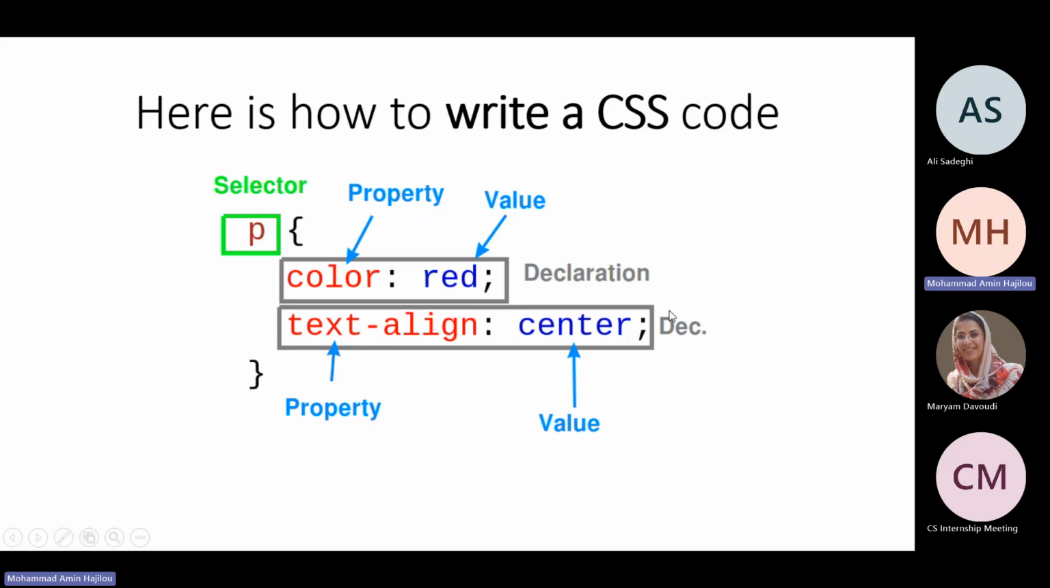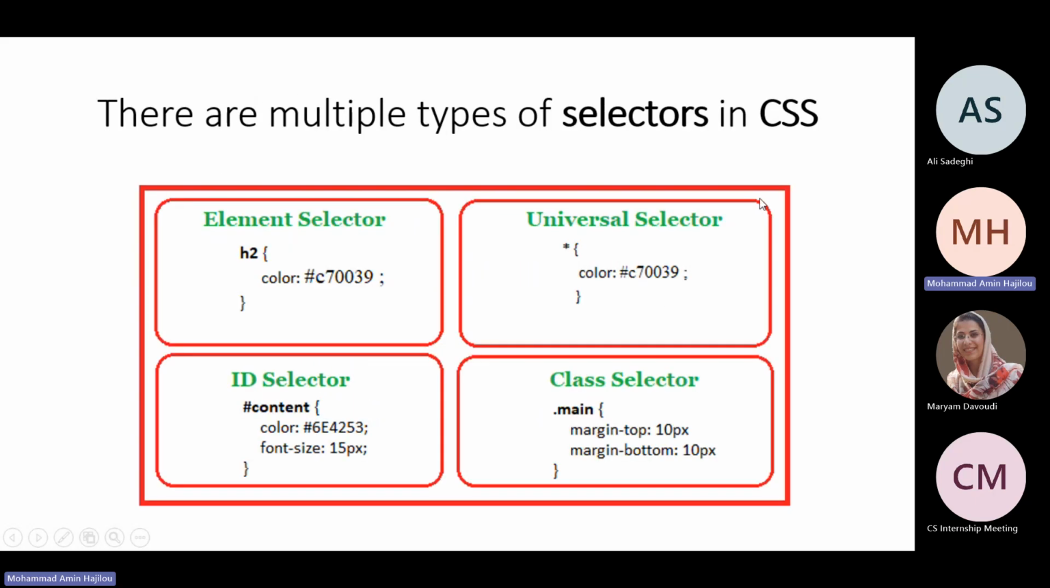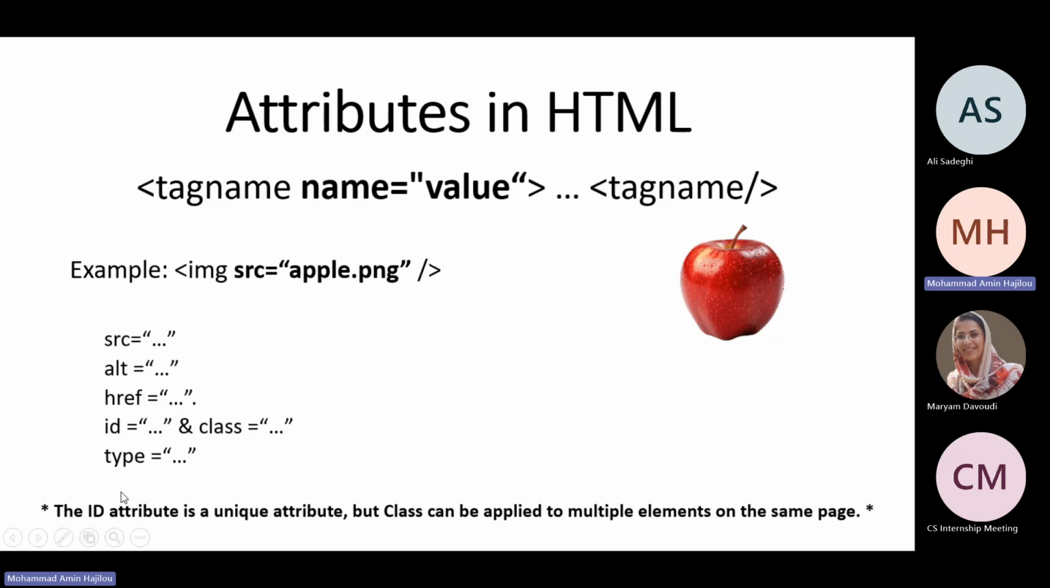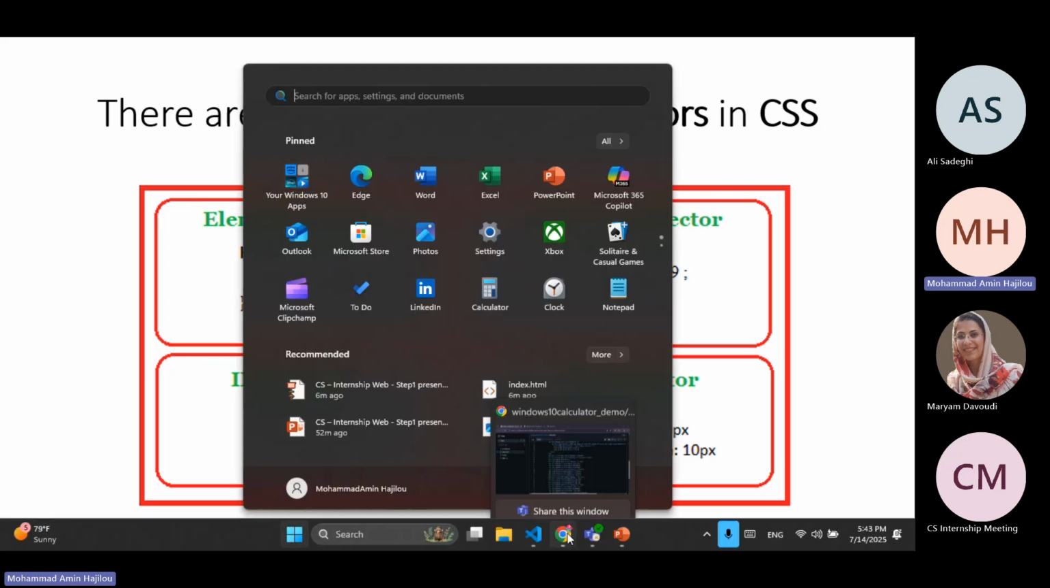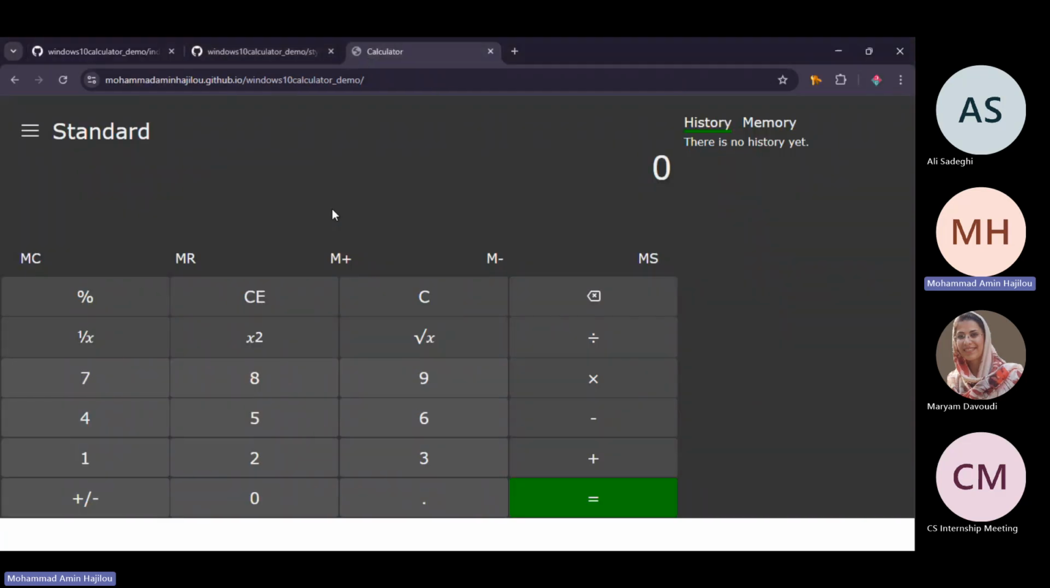There are two values. There are multiple types of selectors in CSS. Element selector like H2, P, or div, image. Universal selector, which selects all of the elements. ID selector with a hashtag at the start of it. Here, ID and classes: you can select only one element with one ID, but with the class selector, you can apply a CSS style to multiple elements on the page, as I showed you here.